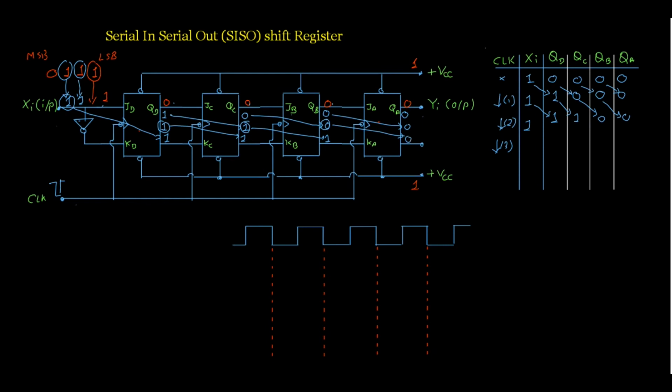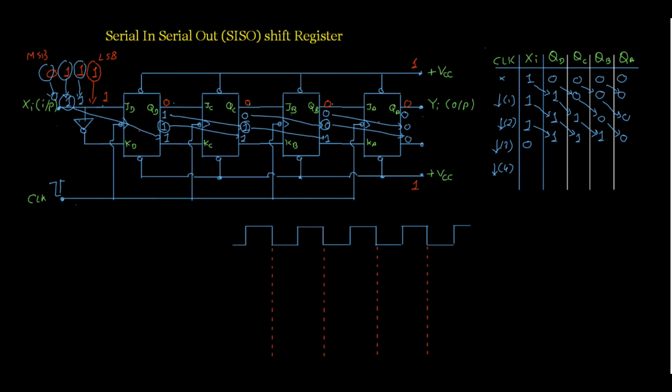and this 0 will be transferred to QA. So here this one is in the output of the D flip-flop, this one is in the output of the C flip-flop, this one is in the output of the B flip-flop, and the 0 will be at the output of the A flip-flop. Correct? And now my fourth input is 0, that is going to appear here. So my input is 0 when we apply the fourth clock pulse.